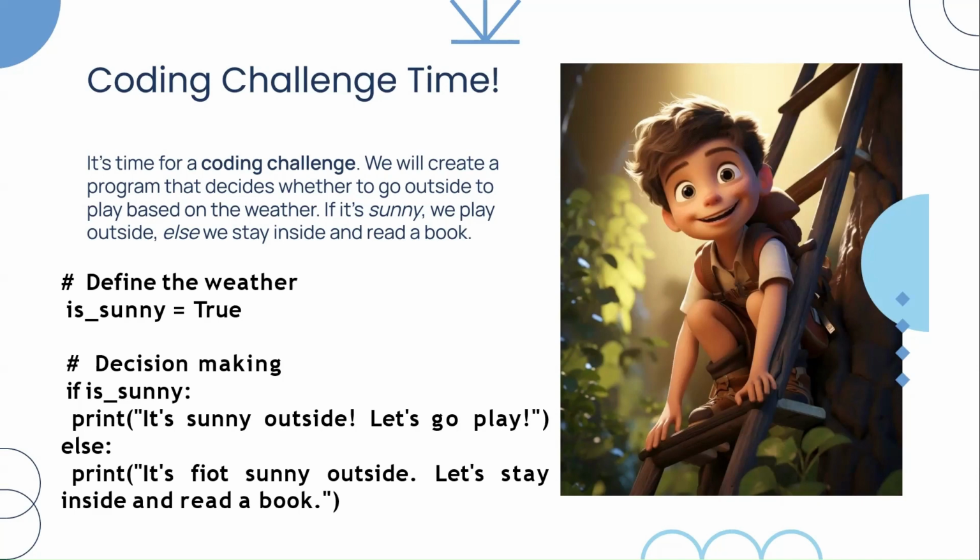So in this code, since is_sunny is true, the code suggests going outside to play because it's sunny. This code demonstrates the use of conditional statements to guide actions based on different conditions, which in this case is the weather condition.